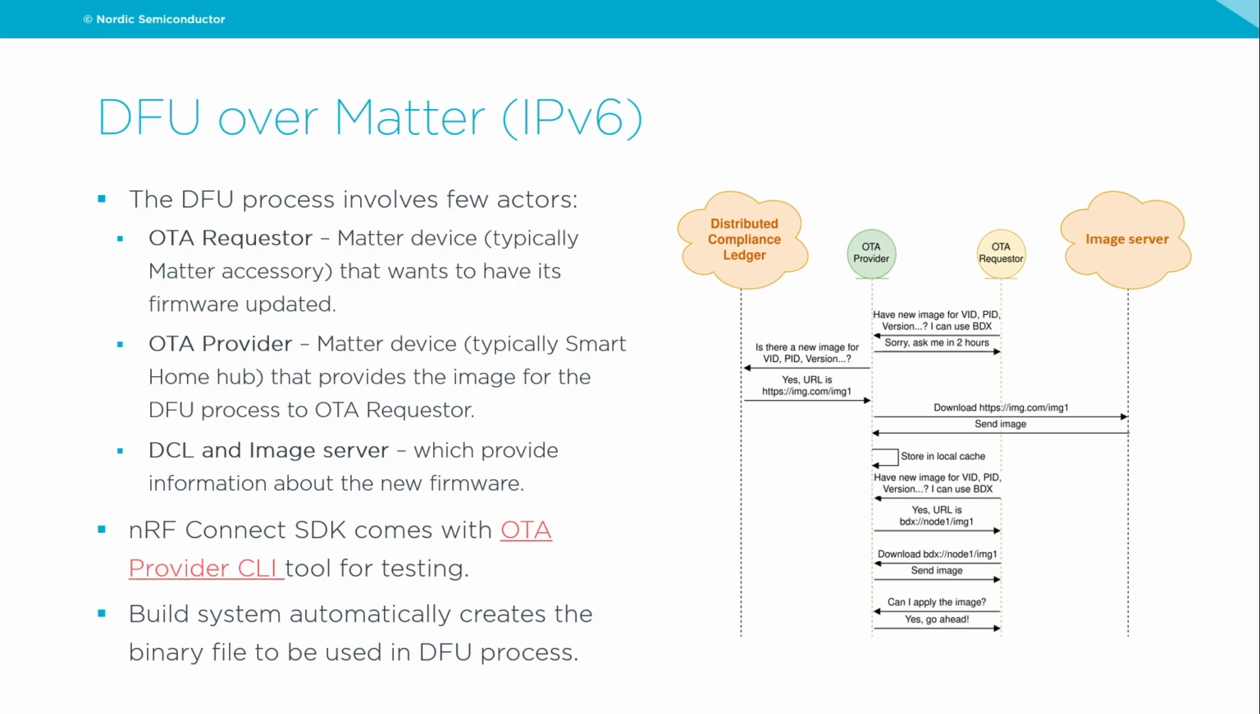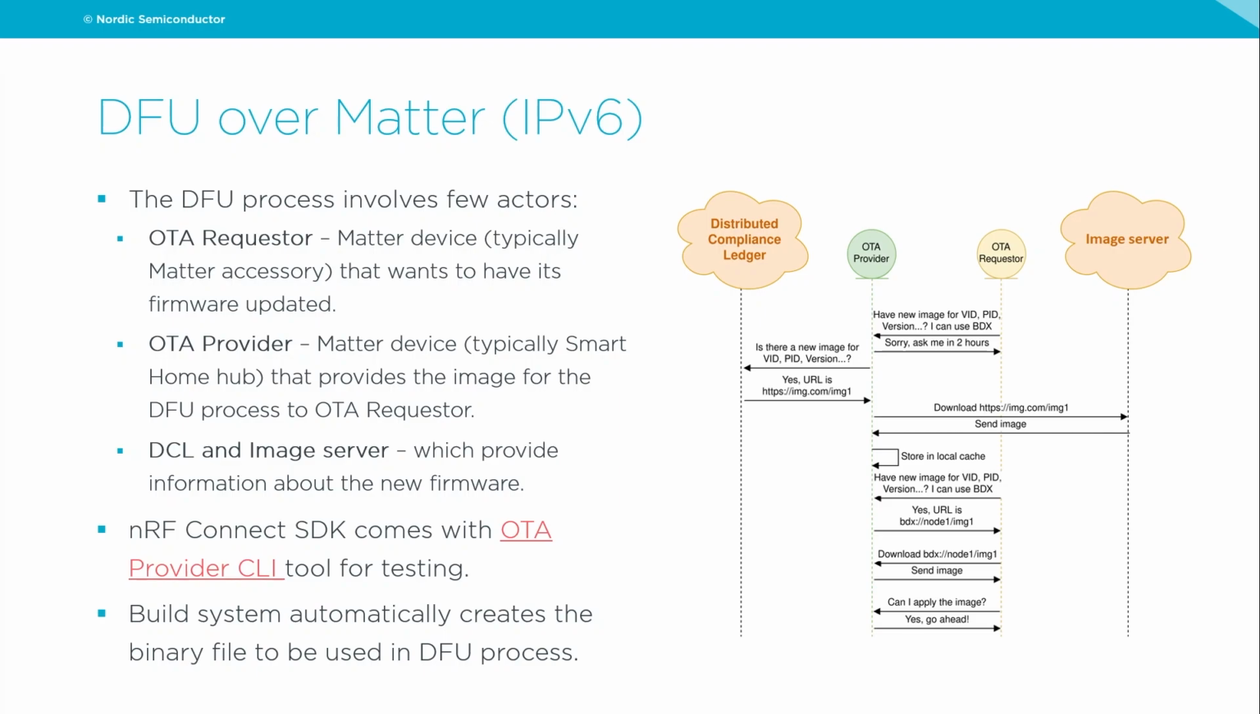The DFU over Matter, sometimes called Matter OTA, is a process that allows a Matter device in a Matter fabric to update its firmware. Such a Matter device acts as an OTA requester. The new software image is provided by another Matter node called the OTA provider, which downloads it on behalf of the device from a reliable source, such as your cloud or a dedicated hosting server. The OTA provider may use the CSA database called DCL, which I will describe later on, to obtain the URL to the new image for the specific device.